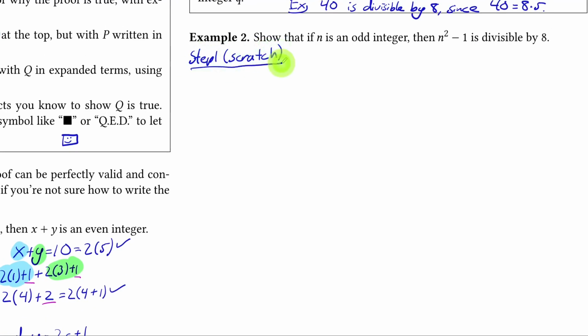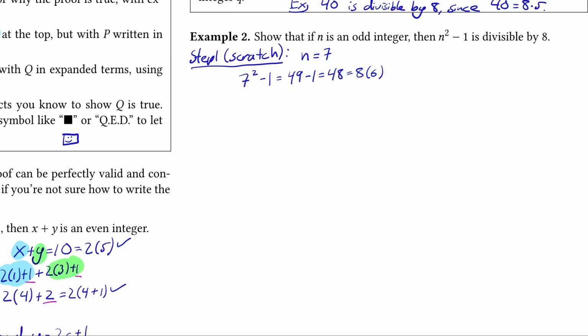So you want to think of some examples of some odd integers, see what happens when you square them and subtract 1, and see why that is divisible by 8. So let's try, I don't know, n equals 7 sounds good. If you do 7 squared minus 1, that's 49 minus 1 is 48. Yeah, okay, that's 8 times 6. That is divisible by 8.